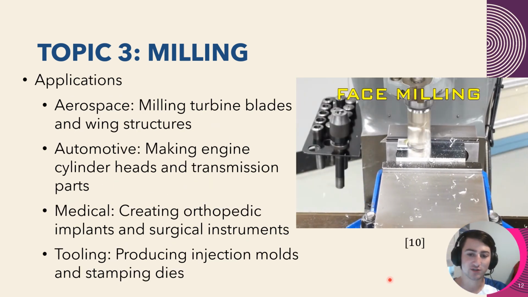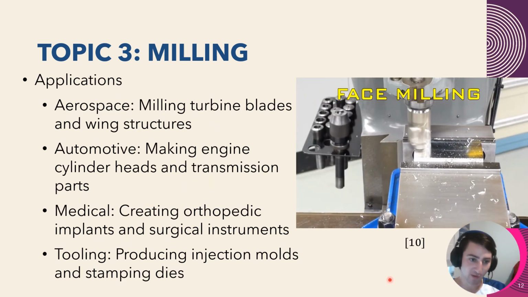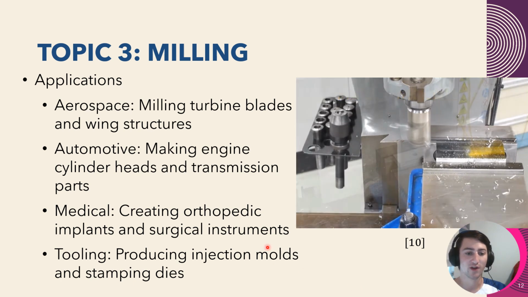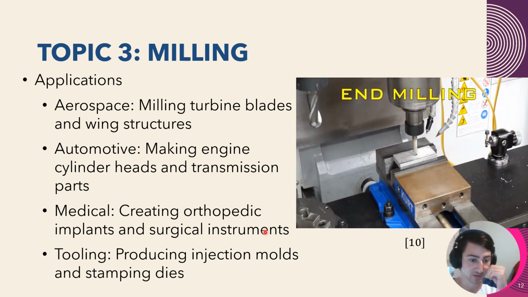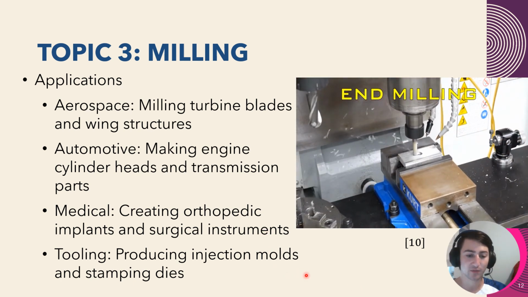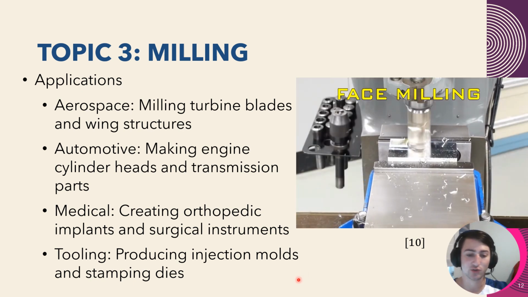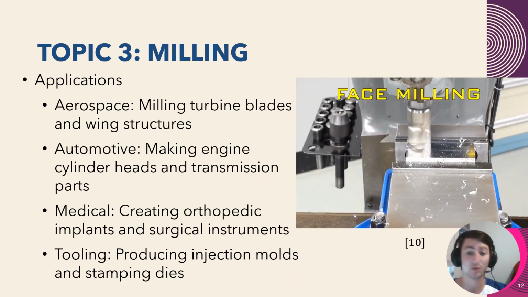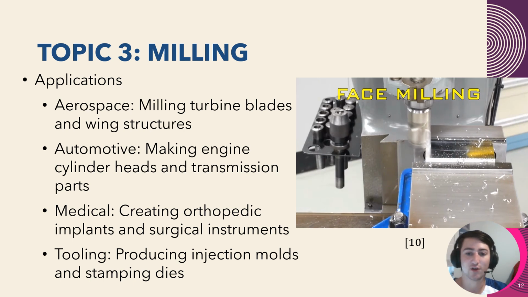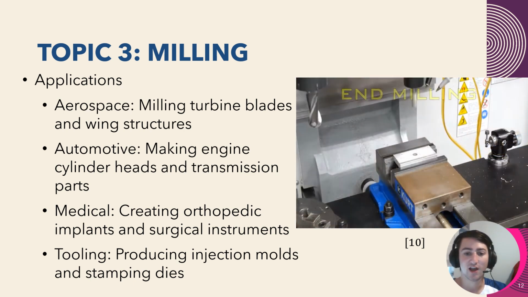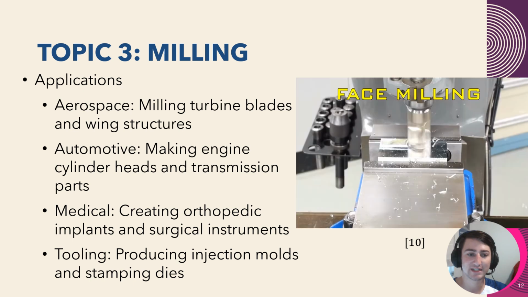So applications, we have aerospace, milling turbine blades, wing structure. Automotive can make many parts in the engine and transmission. Medical can create implants and other instruments. And for tooling, it can produce the actual injection molds and stamping dies, so it can be used for other processes. In this video, we saw face milling. We also saw end milling as we were going through this.